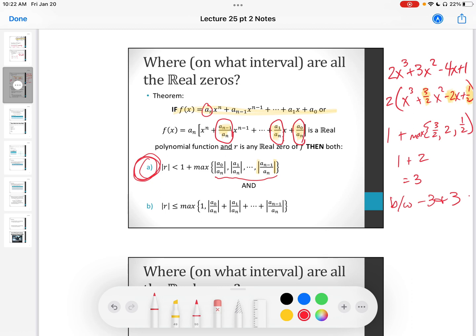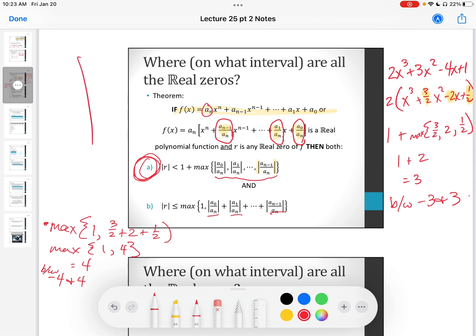The other way that you can do it is the absolute value of r less than or equal to the max of 1 or the sum of all those. It's the max of 1 or the sum. Okay? So I would look at the same coefficients there if I was doing it this way. And this time I would say the max of 1 or the sum of all those. So 3 halves plus 2 plus 1 half. So what is the max of 1 and then 3 halves plus 2 plus 1 half? So 1 half and 3 halves would be 2, plus 2 is 4. What is the max of 1 and 4? Well, that would be 4. So this way, part B is telling me that all of my zeros have to be between -4 and 4. Okay? So basically what we're doing is we're identifying like, hey, I have a graph here.